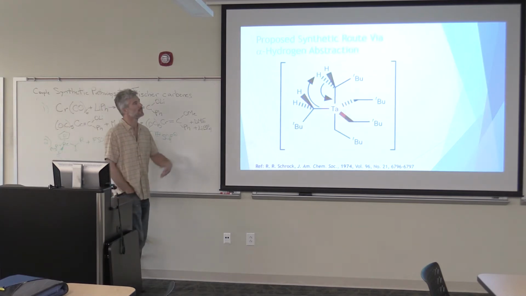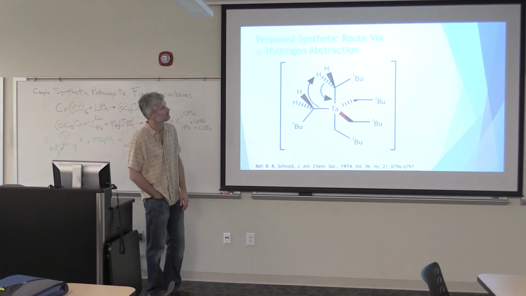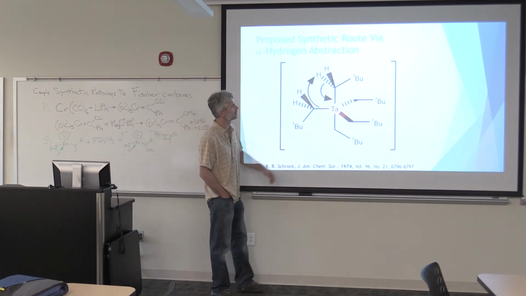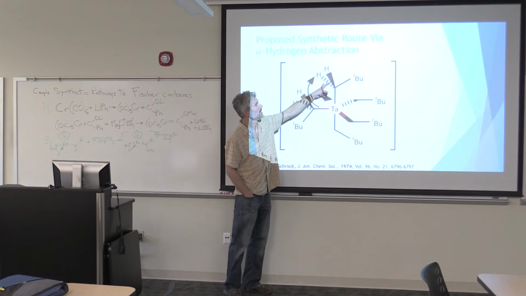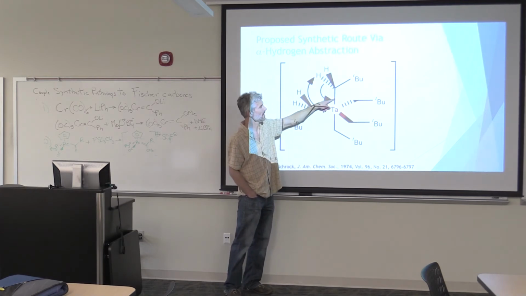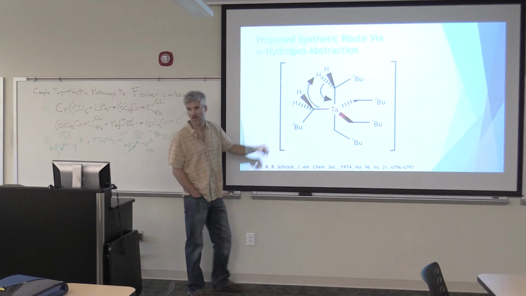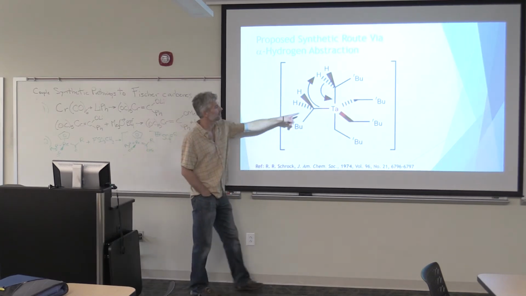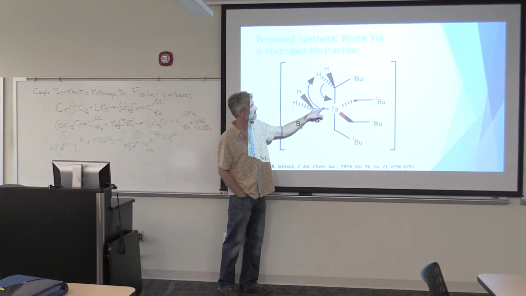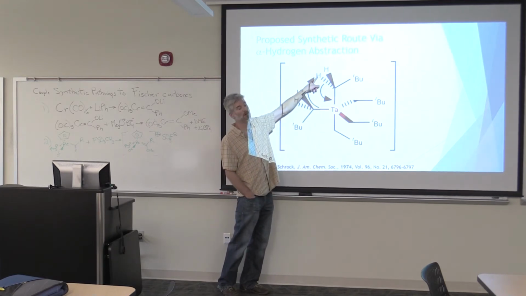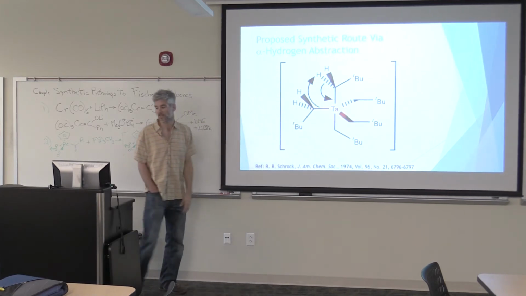So this is what is proposed as far as their mechanism. Again, fairly simplistic. We're going to take this pair of electrons from this carbon-hydrogen bond, flip that in. That's going to form our double bond between the carbon and the tantalum. And then this pair of electrons is going to jump off the metal and attach onto that proton, and that's how our neopentane is going to float away.